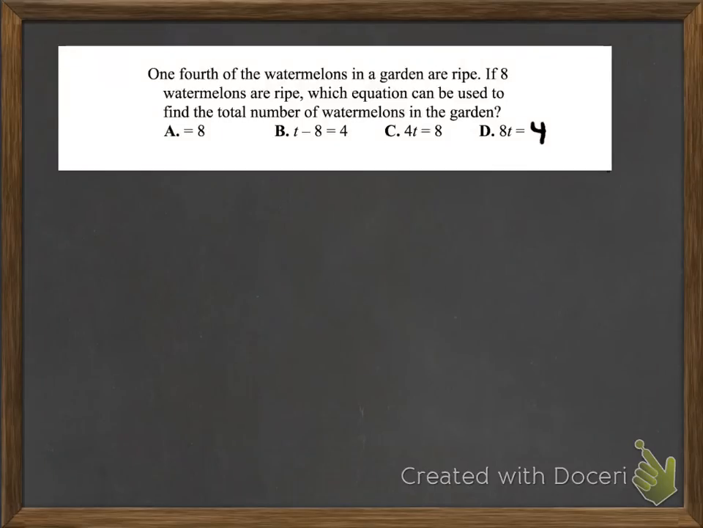Now we're going to look at a few of the word problems that you're going to see on the quiz, or I'm sorry, on the test. The first problem says 1/4 of the watermelons in a garden are ripe. So let's go ahead and underline some of the important details. So first we can see that 1/4 of the watermelon in the garden are going to be ripe. Then it says if 8 watermelon are ripe, so that means 8 are ripe, which equation can be used to find the total number of watermelon in the garden?